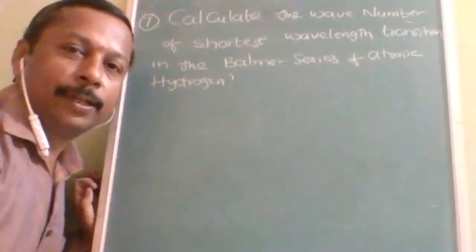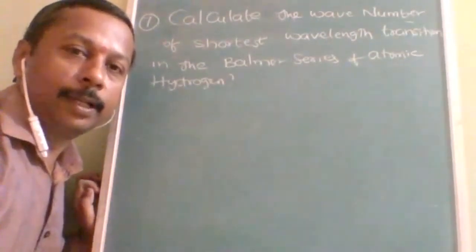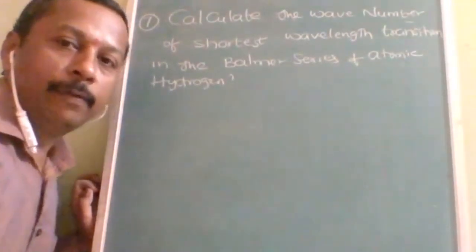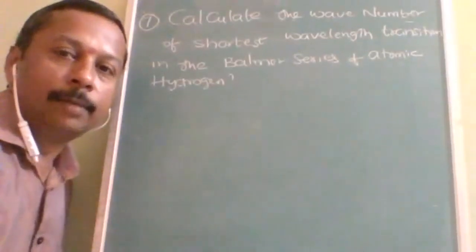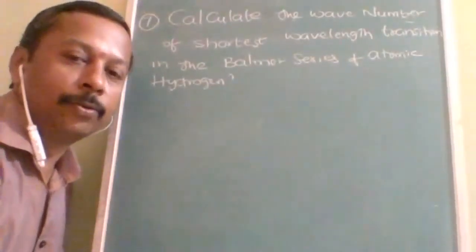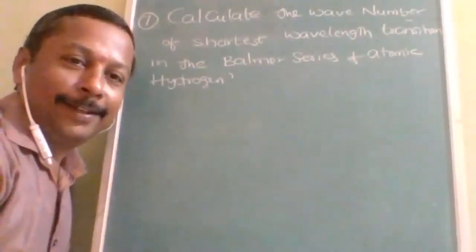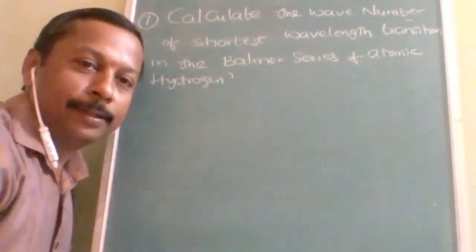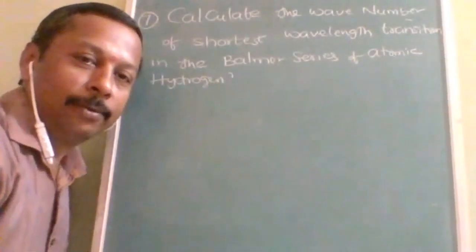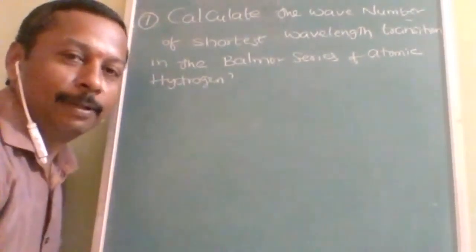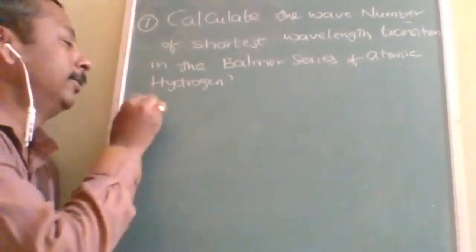Okay, next question is: calculate the wave number of the shortest wavelength transition in the Balmer series of atomic hydrogen. Okay. Try. Every time you will not get options. Sometimes you have to guess, you have to do it, and then guesswork will not work. Okay, so you can try.